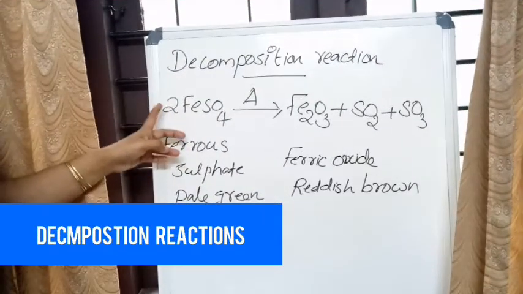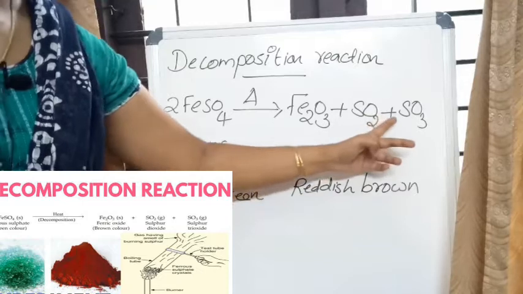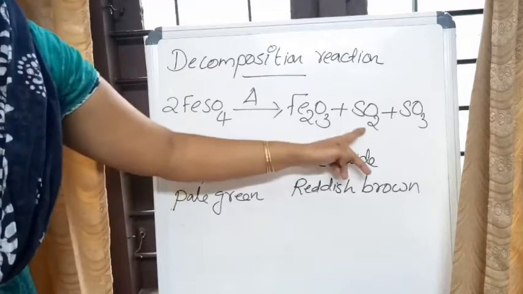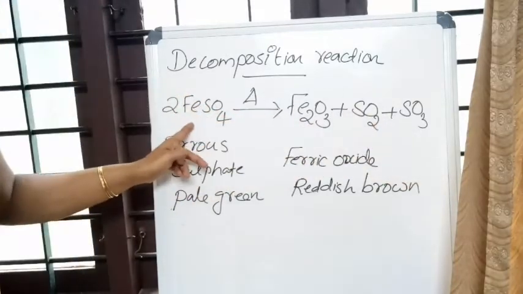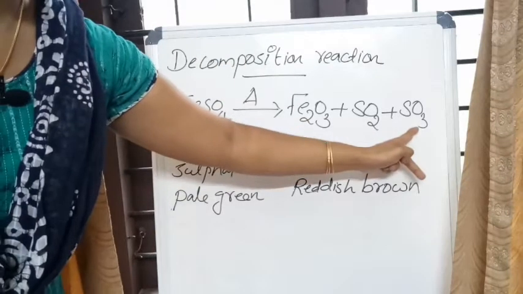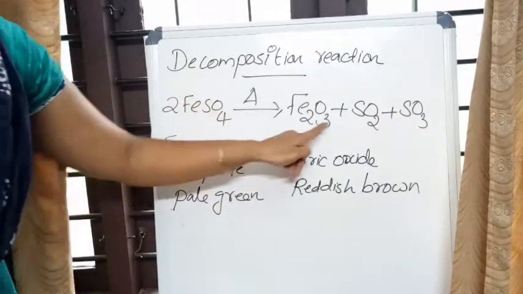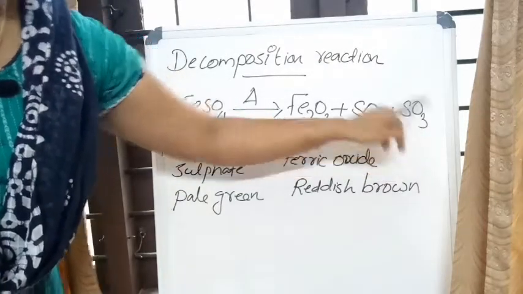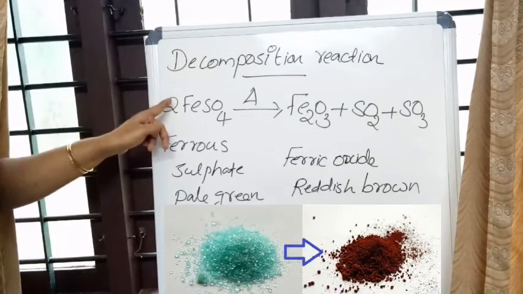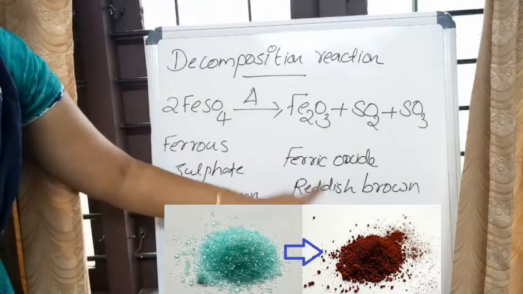In this reaction of ferrous sulfate, you can see 2FeSO4 gives Fe2O3 plus SO2 plus SO3. On heating, ferrous sulfate changes to ferric oxide, sulfur dioxide and sulfur trioxide. In the reactant side you can see there is only one compound, ferrous sulfate, but in the product side there are three products. So, decomposition reactions are the reactions in which a single reactant breaks down to form two or more simpler products. It is also a very important color reaction. The color of the ferrous sulfate is pale green, and after the reaction the pale green ferrous sulfate changes to reddish brown ferric oxide.